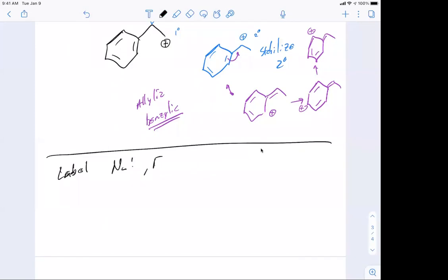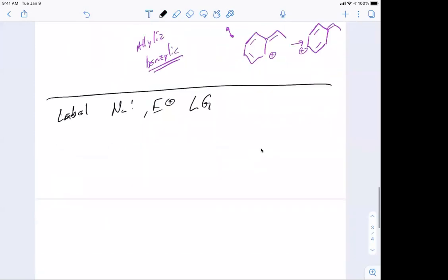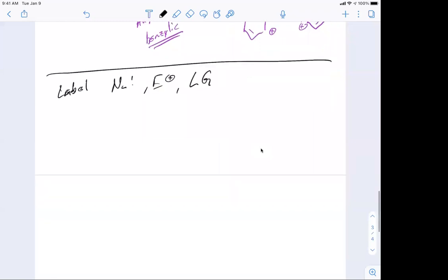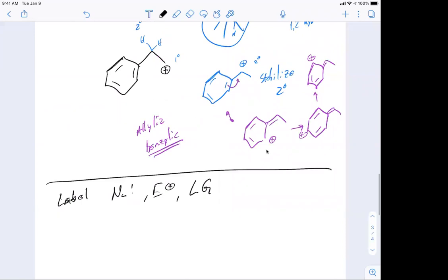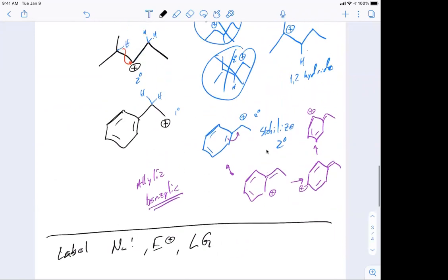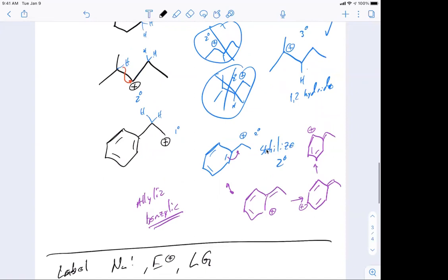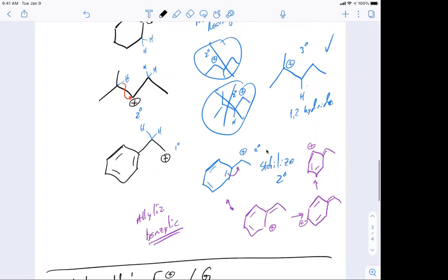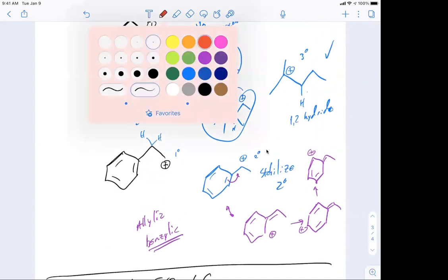Nucleophiles, electrophiles, and leaving groups. So I'll draw a couple of reactions. Why did you label the hydride shift 1,2 instead of 2? Because it's 1,2 because of where the hydride shift is moving. They're all referred to as 1,2.